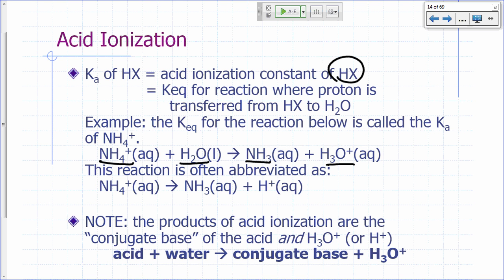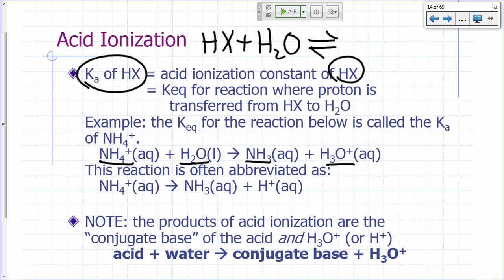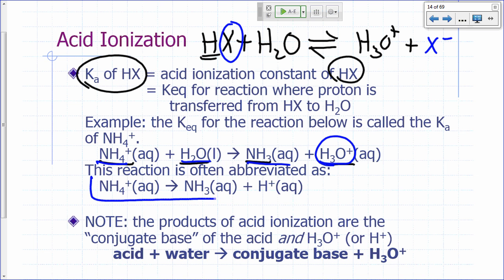That reaction is called the ionization of the acid. The KEQ for that is called the Ka of the acid. So if HX is the acid, what would be the reaction we're talking about here? We're talking about the transfer of H plus from the acid to water gives you H3O plus. And what's left behind? It's just going to be X minus. So this reaction right here, ammonium plus water gives you H3O plus and ammonia. And you can abbreviate this: you can leave out the water and you can just write H3O plus as H plus. That would be an abbreviation for that reaction.